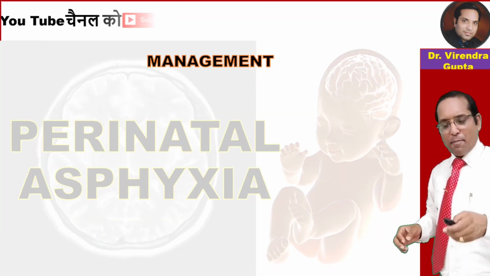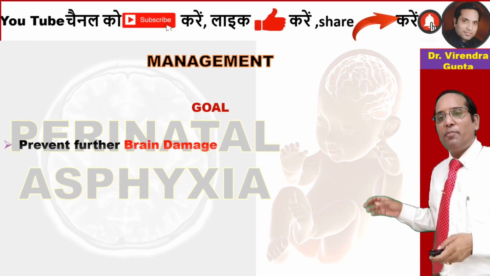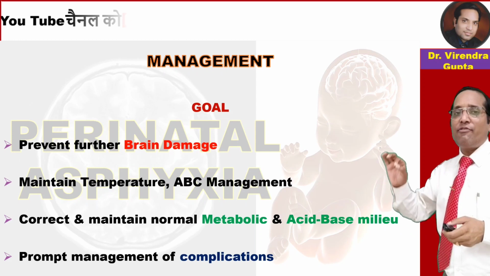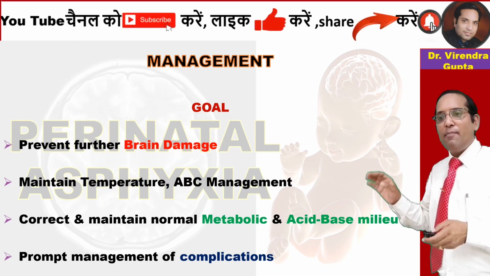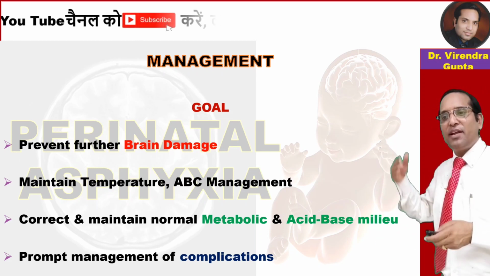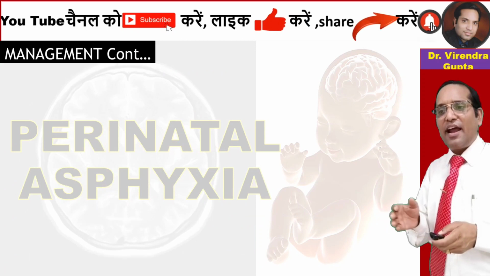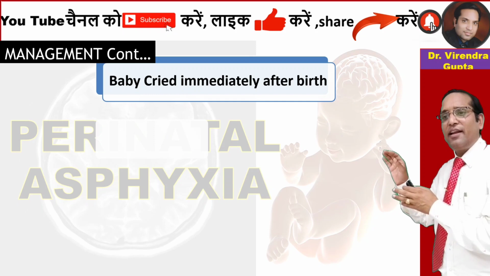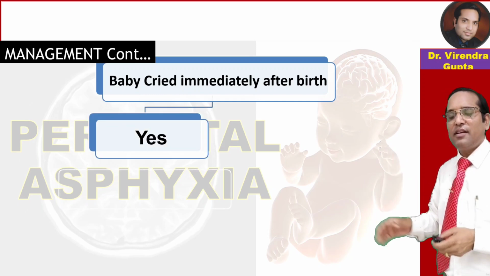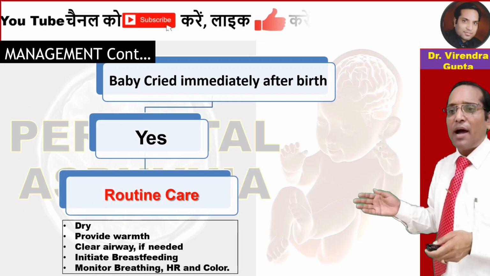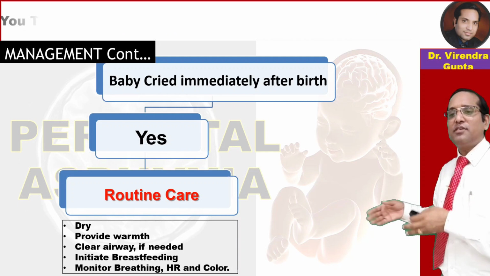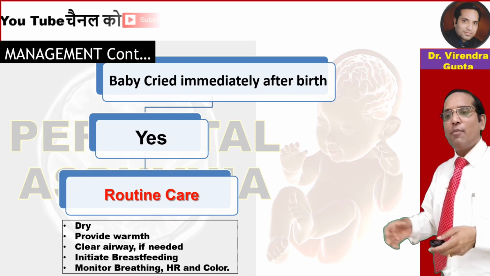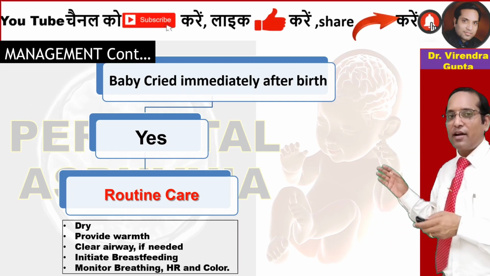So guys, in management of a child with perinatal asphyxia, our goal is to prevent further brain damage, maintain temperature along with airway, breathing and circulation management, and correct and maintain normal metabolic processes. If the child cried immediately after birth, routine care is to be done by providing dryness, clearing the airway if required, initiating breastfeeding, and monitoring heart rate and color of the child.